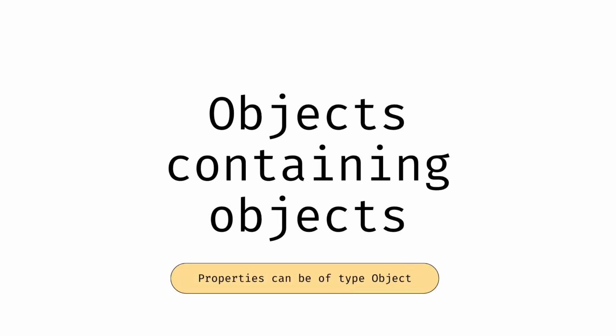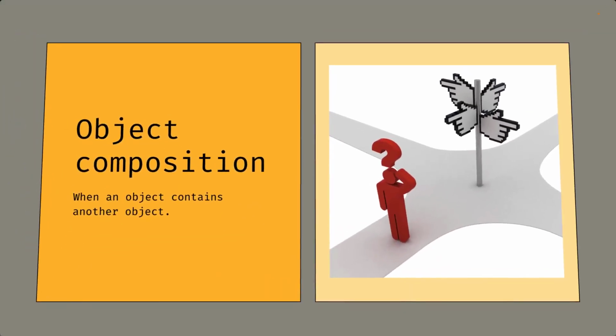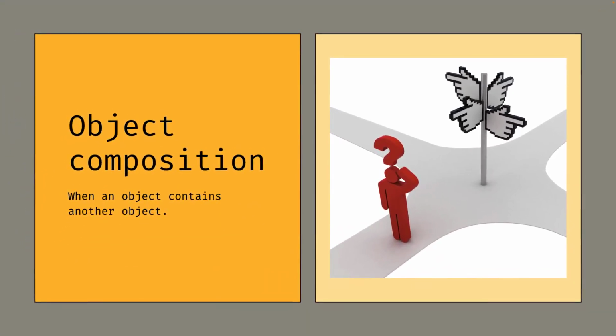Objects can contain other objects as well. An important concept for this is object composition. Object composition is when an object contains another object, and this can go quite some levels deep.